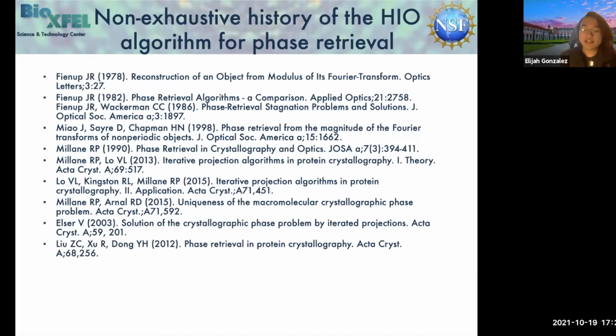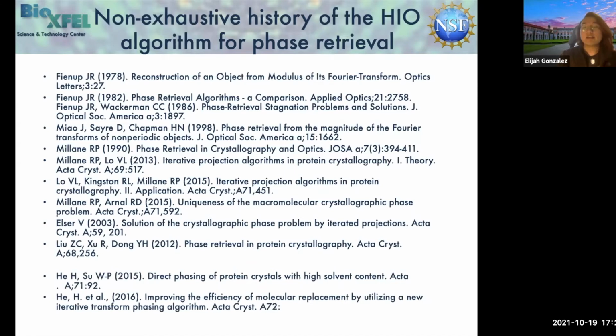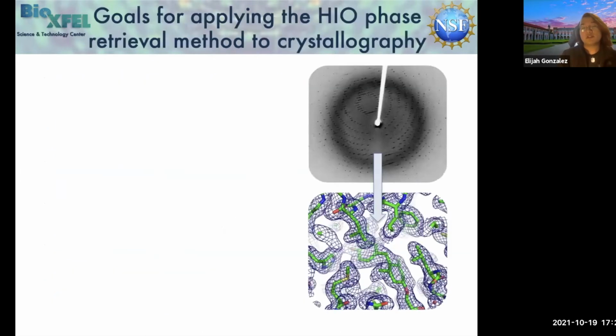And so this work really inspired Dr. He's group, and Dr. He is a collaborator with us from the University of Houston. And what Dr. He's group showed was that you did not need to know the support ahead of time. What you could do is define it during runtime in something very similar to a shrink wrap method that Jeff talked about earlier. And so that leads us to where we are in terms of my project over the summer and during the fall, which is applying this HIO phase retrieval method to protein crystallography. So what would we like to do?